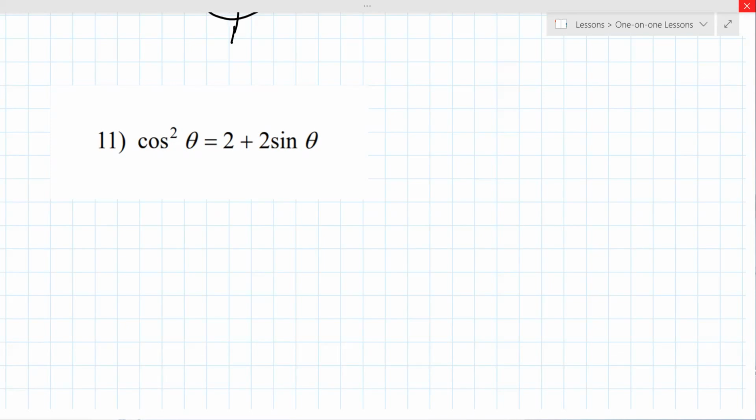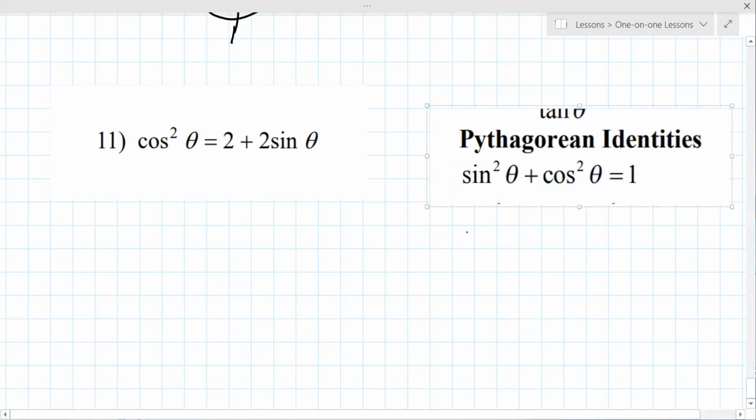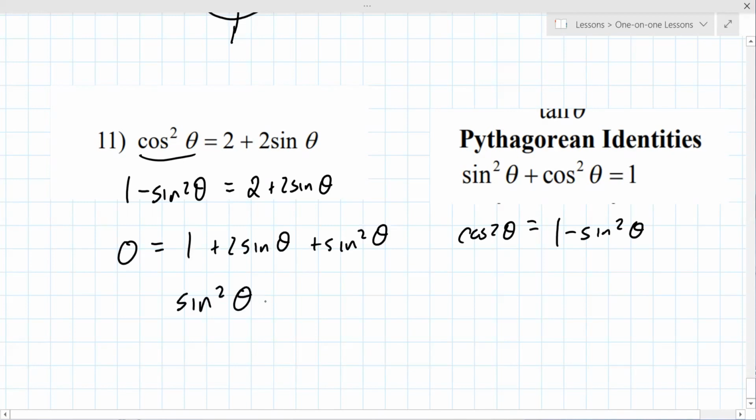So the very first Pythagorean identity that you're supposed to know is, do you remember? Cosine squared theta, if you solve for it, is 1 minus sine squared theta. So this cosine squared theta gets replaced with 1 minus sine squared theta equals 2 plus 2 sine theta. And then you get everything on one side, because now everything's in terms of sine. So I'm going to move this over here and subtract 1. So you get 0 equals 1 plus 2 sine theta plus sine squared theta. If I just reorder it, sine squared theta plus 2 sine theta plus 1 equals 0.